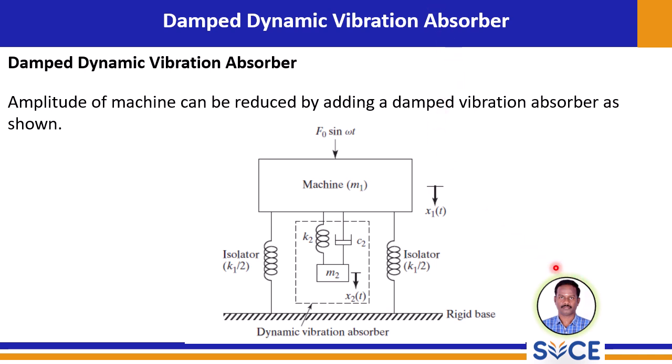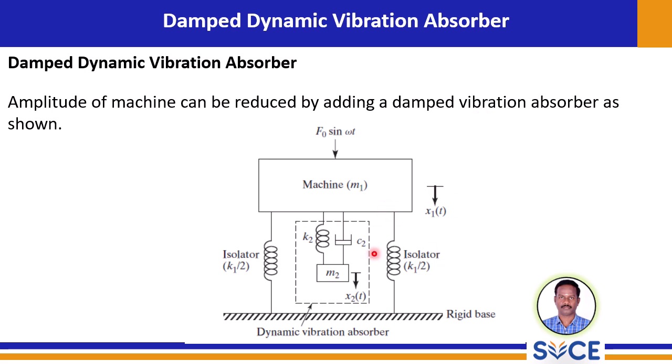The damper C2 plays a critical role. It dissipates energy within the absorber system. This energy dissipation helps to limit the amplitude of vibration of the absorber mass, especially at resonance. Further, the presence of damping broadens the frequency range over which the absorber can effectively reduce the vibration of the mass M1.